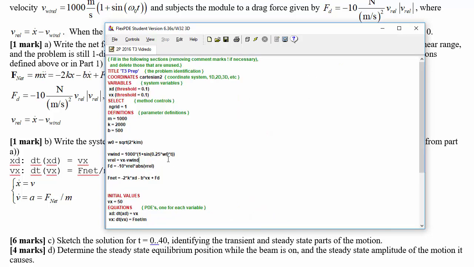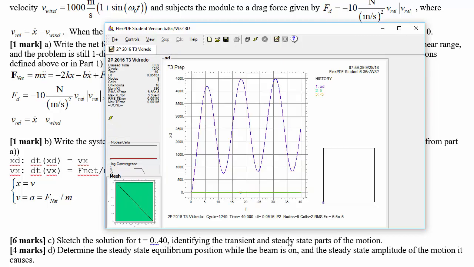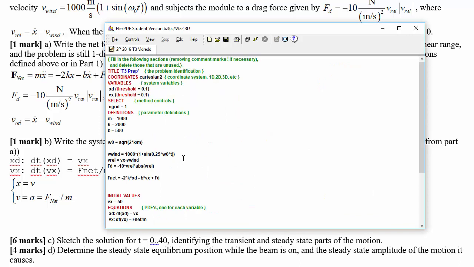Very interesting. So we said the omega naught is root of 2 times k over m. And just changing this to a much smaller frequency seems to have increased the motion of this by quite a lot. So that's not normally what you would expect for a force that's applied, and that's because the force has to do with the relative velocity here.